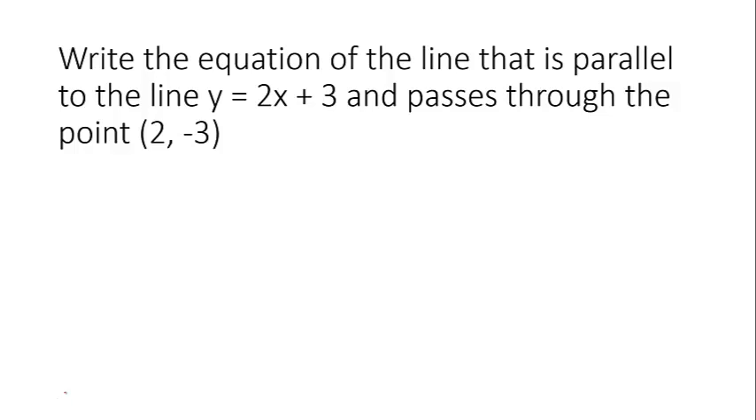Suppose we want to write the equation of the line parallel to a given line passing through a certain point. To begin with, we're given this line y equals 2x plus 3 in slope-intercept form. I know slope-intercept form is y equals mx plus b, and I know m is always slope, so I can see that the slope of this line is 2.